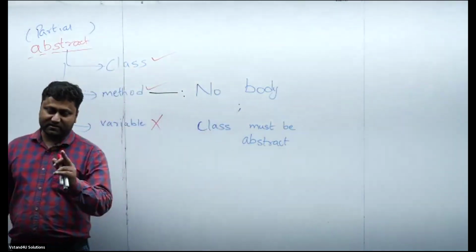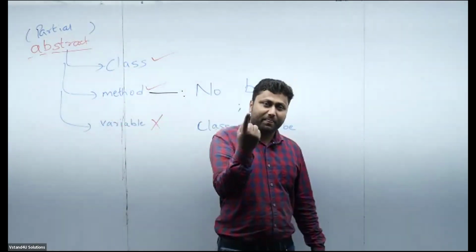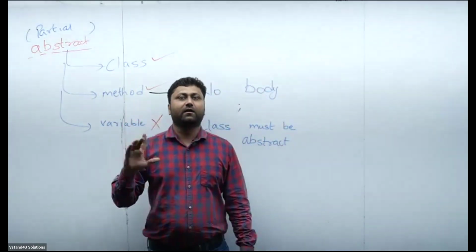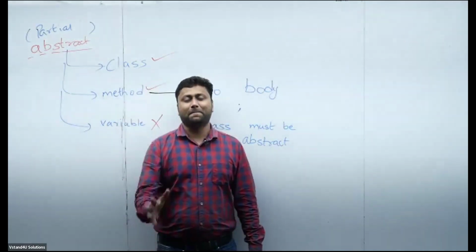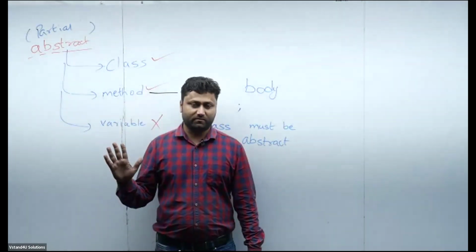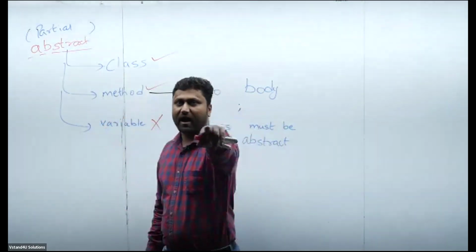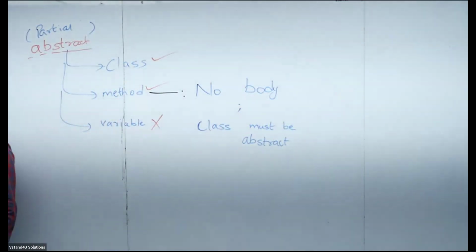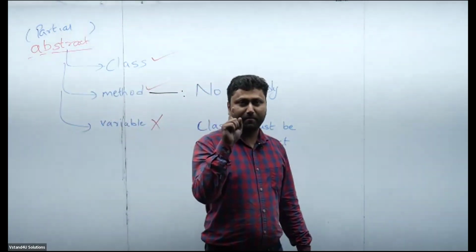So I rephrase. Listen to the entire sentence very carefully. If a method is marked as abstract, then that method has to be part of an abstract class. Mandatory. Second half, listen carefully. If a class is marked as abstract, it means nothing with respect to methods. It means only one thing: you cannot create the object of it. Agree, everybody? Crystal clear?